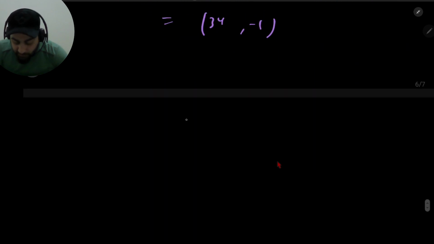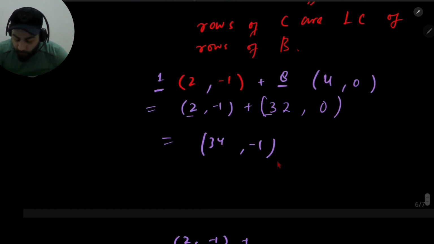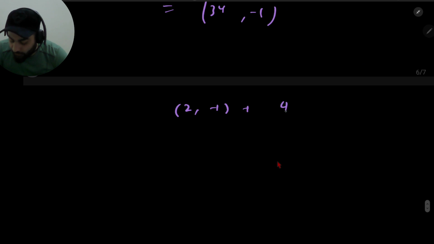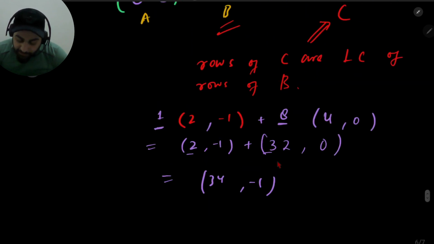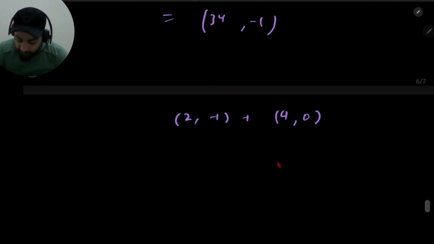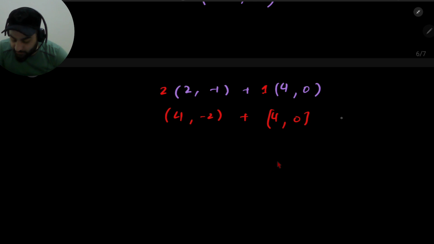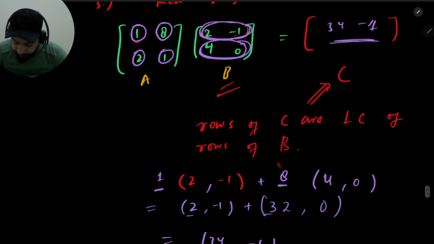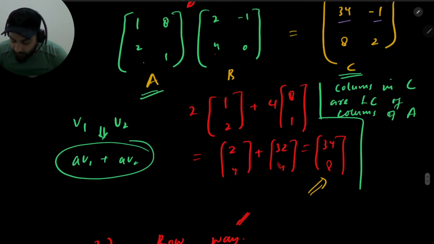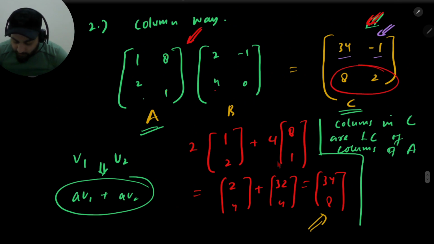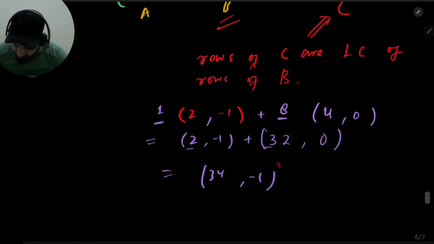I'll take this 2 comma minus 1, plus now I'll take the second row, 4 comma 0, and multiply this by 2 and this by 1. So this will be 4 comma minus 2 plus 4 comma 0. If you add this together, this will be 8 minus 2. So if you see it here in the answer, this should be 8 minus 2 or something.